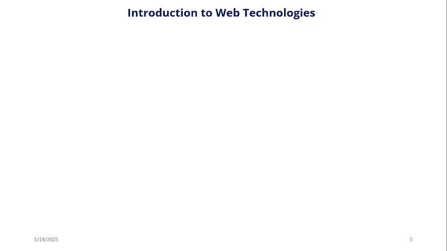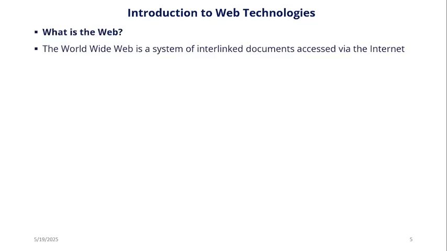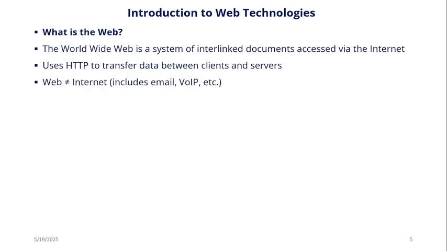So, let's begin with Introduction to Web Technologies. The World Wide Web is a series of interlinked documents, all of which are accessible via the internet. It uses something called HTTP to transfer data between clients and servers. We'll see this in more detail. HTTP means Hypertext Transfer Protocol. Don't worry too much if you don't understand the technical terms at this stage. As we progress along with the course, everything will become clearer.